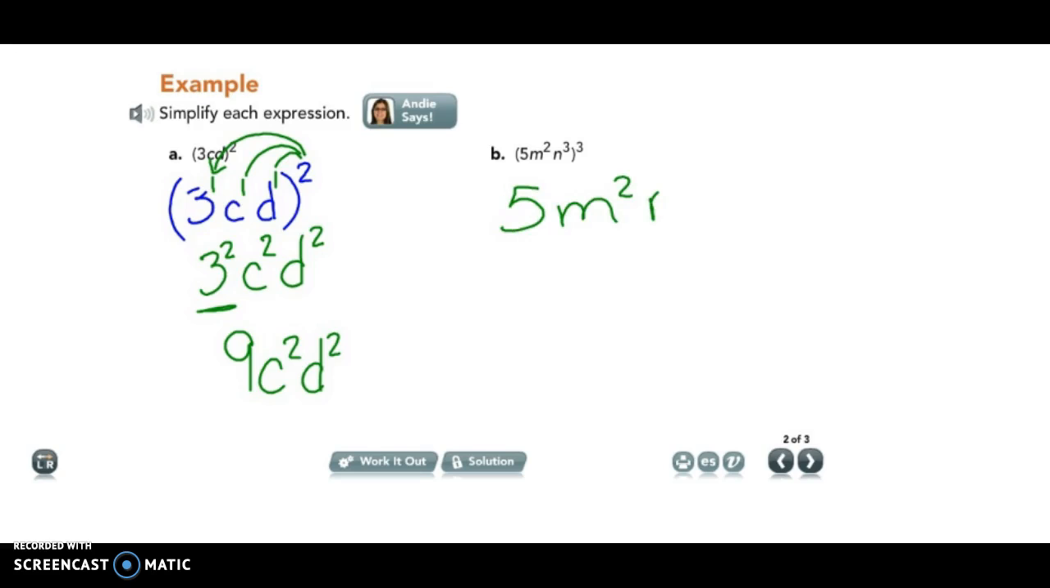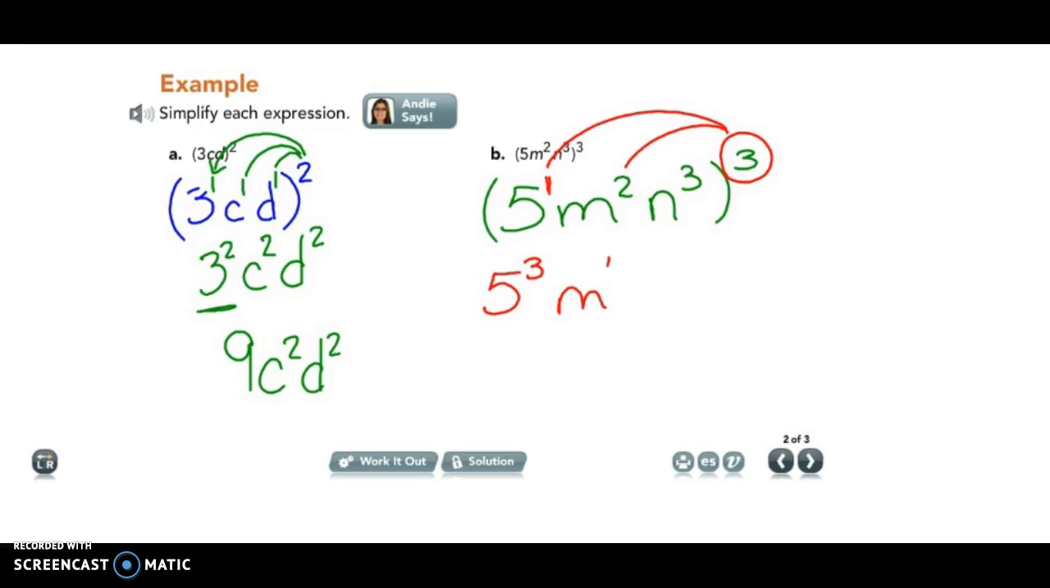Okay, we're going to do the same thing on this one. 5m squared n to the third power, and all of that to the third power. The only base up here that doesn't have an exponent is the 5, so I've gone ahead and dropped in a 1 for that. And now I'm just going to take my 3 and distribute it clear across the entire expression. So I have 5, and then I have 1 times 3, which is 3, 3 times 2, which is 6, and 3 times 3, which is 9.